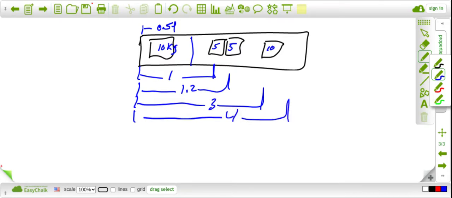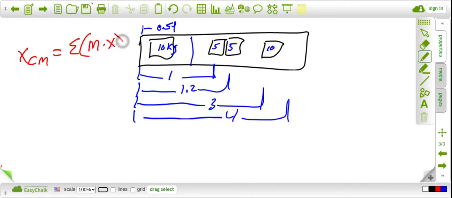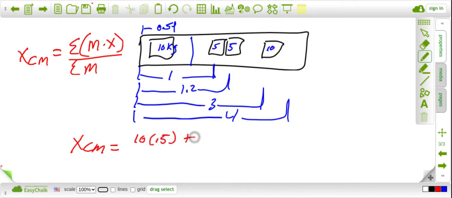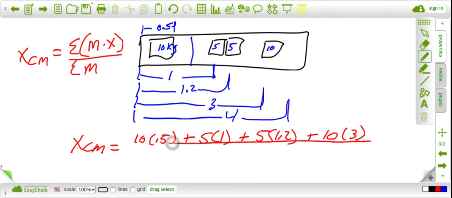If it was uniform and all the mass was equally distributed, the center of mass would be right in the center. But to find the center of mass in a problem like this, we use the equation: the location of the center of mass, x center of mass, is equal to the sum of the masses times their position divided by the sum of the masses. So mathematically, that means that I would do 10 times 0.5 plus 5 times 1 plus 5 times 1.2 plus 10 times 3, and I would divide that by 10 plus 5 plus 5 plus 10.